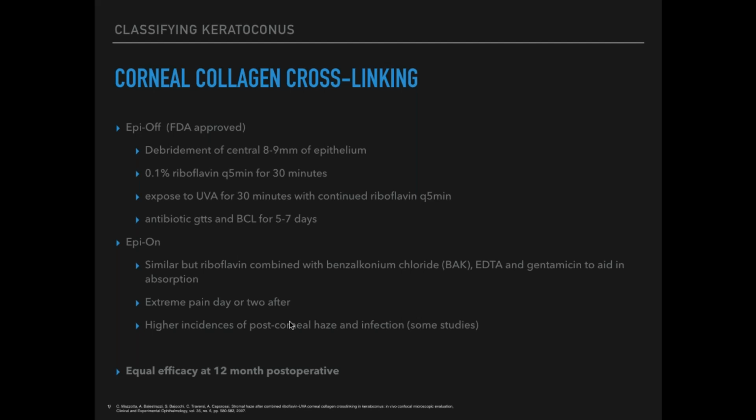The epi-on is done pretty much the same way. The only difference is they add some components to chew through some of the epithelium to really increase penetration of that riboflavin. So BAC, EDTA, and gentamicin are typically applied to the riboflavin in order to make sure it gets proper penetration into the anterior stroma, which is where we really want most of the cross-linking to take place.